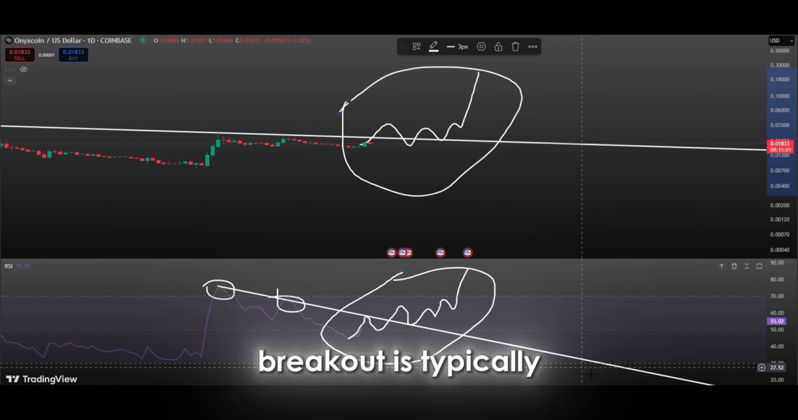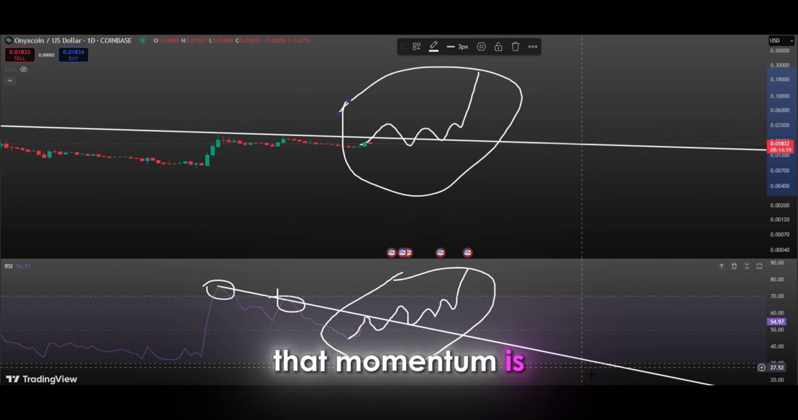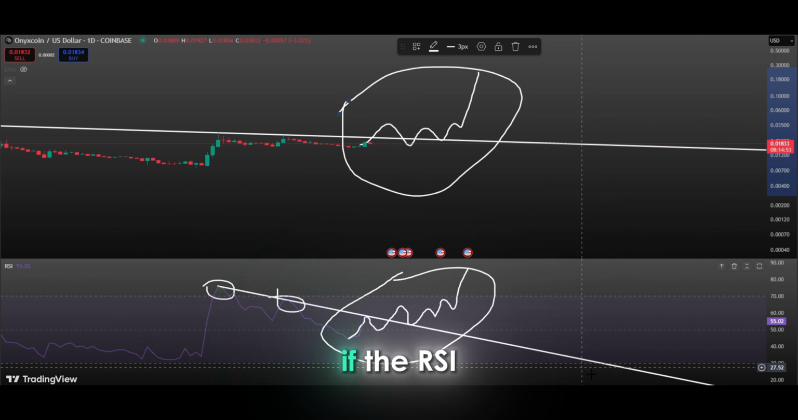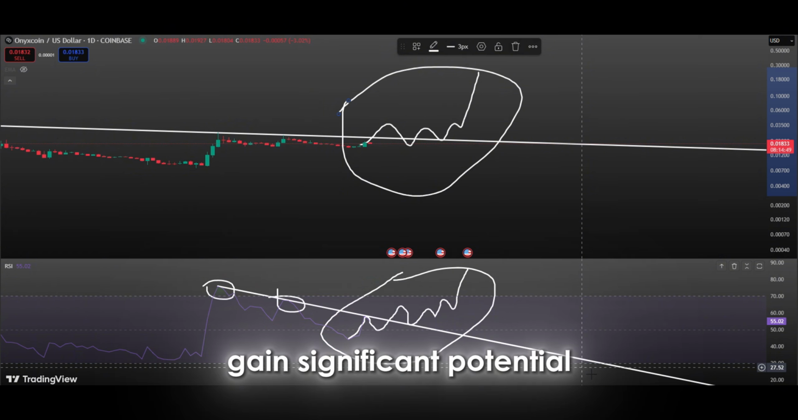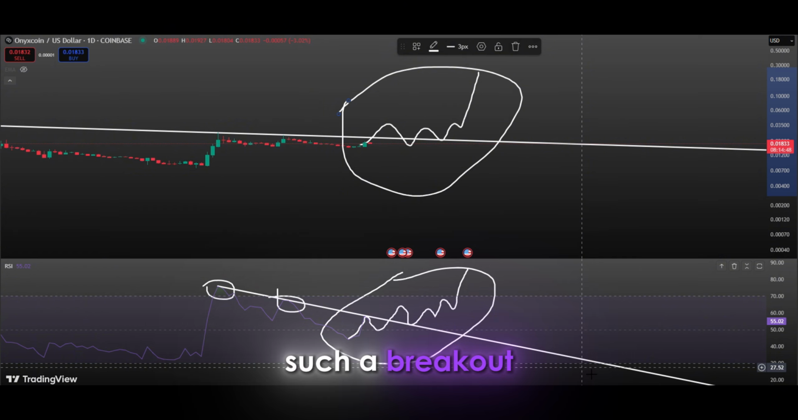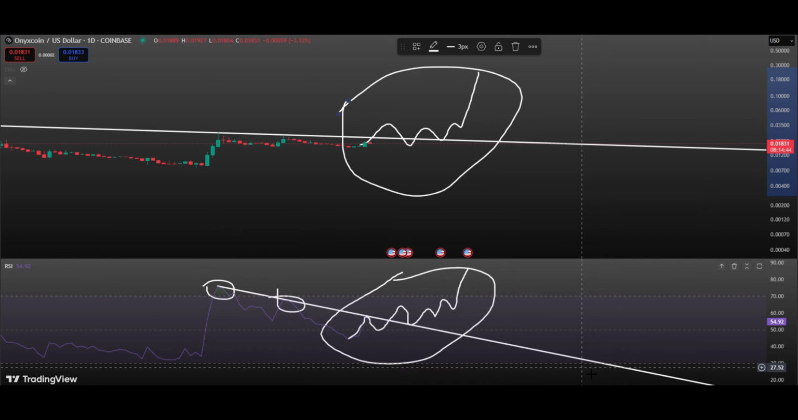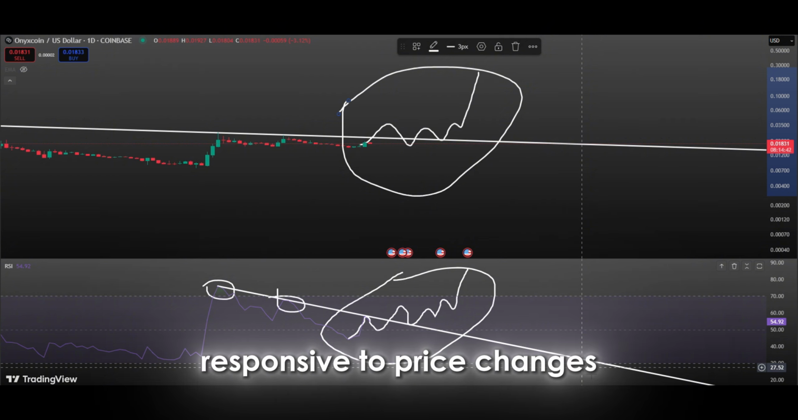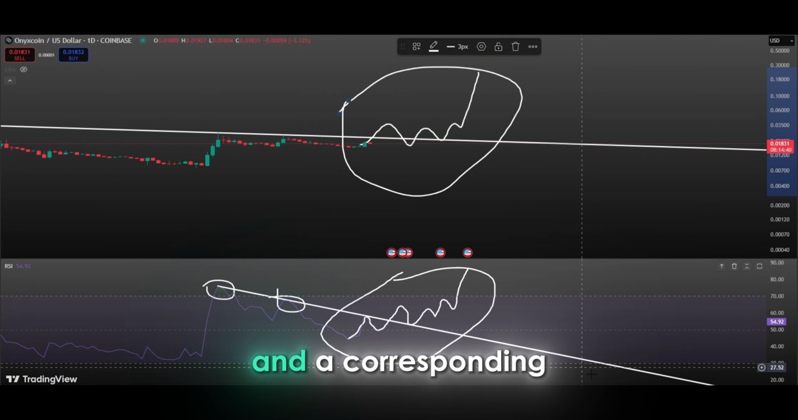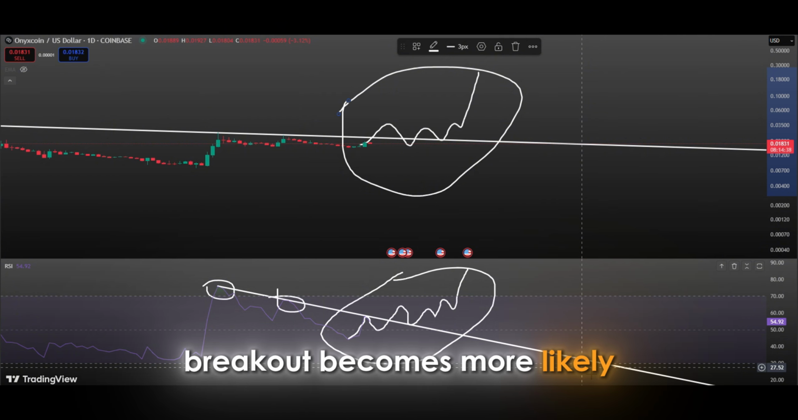An RSI breakout is typically seen as a signal that momentum is returning to the market and that a strong upward price movement may be starting in the short term. If the RSI breaks this descending trend and continues to move upward, the market could gain significant potential. Such a breakout on the RSI is often interpreted as a shift in overall market direction, given that the RSI is highly responsive to price changes, and a corresponding upward price breakout becomes more likely.